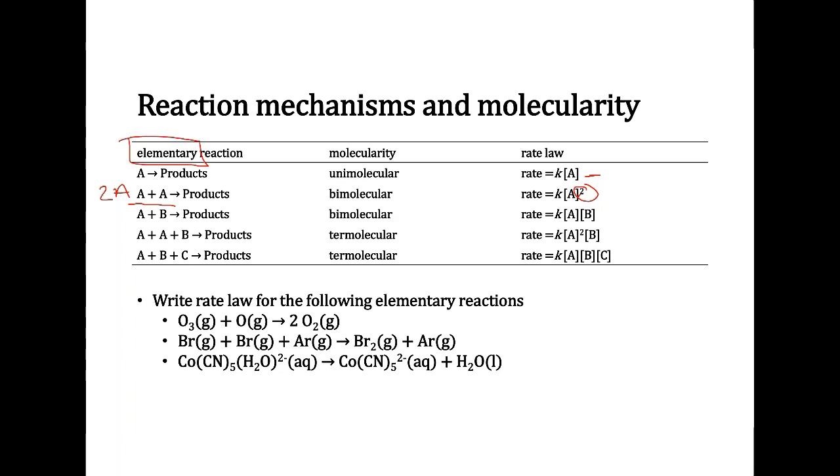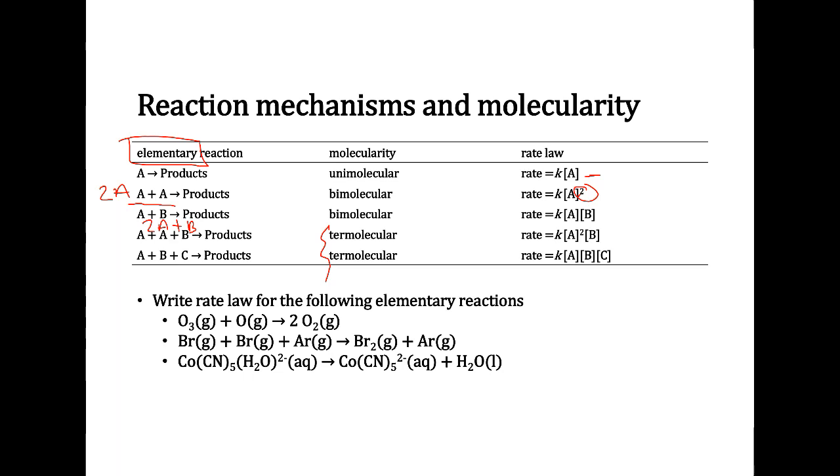A plus B is a bimolecular reaction. So here you'd have rate is equal to K times A times B, because it's first order with respect to A and B. Then these are some more uncommon examples, but A plus B or 2A plus B. This is termolecular. So you'd have a rate law of rate is equal to K times A squared times B.